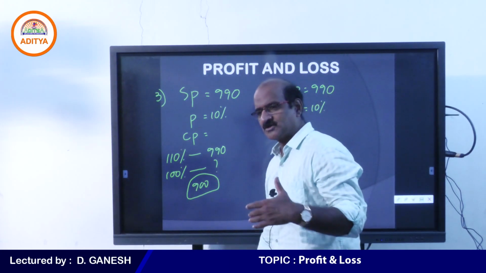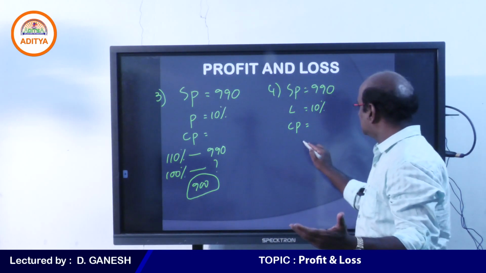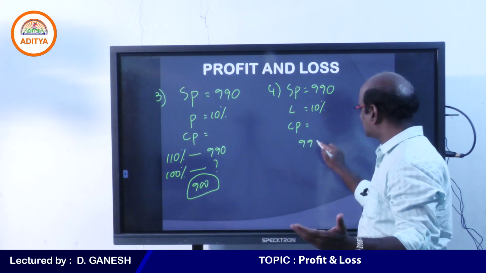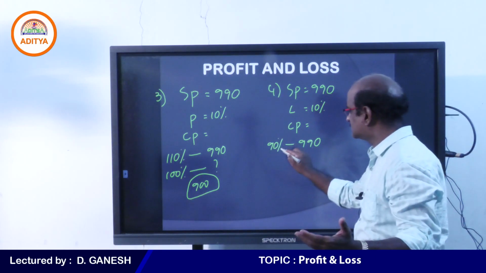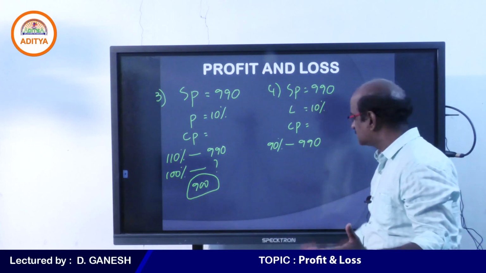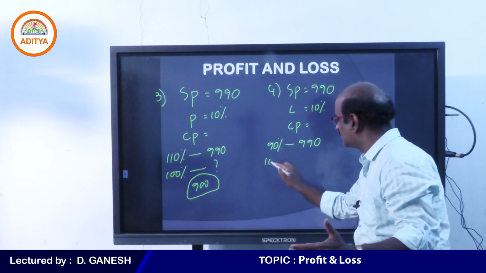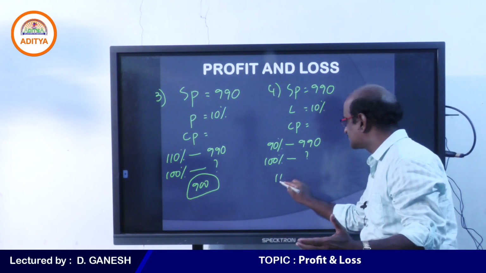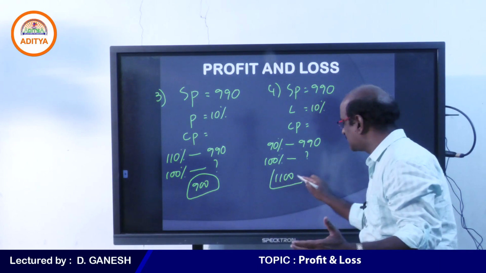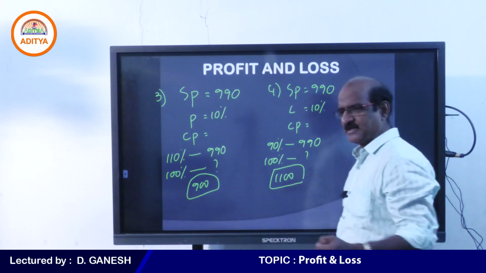Well done. Now the next one: by selling an article for 990, a trader loses 10%, which means he could recover 90%. Let us find the cost price, and that particular item he bought for 1100 rupees.